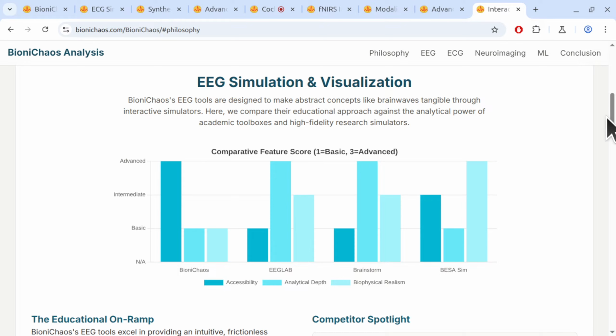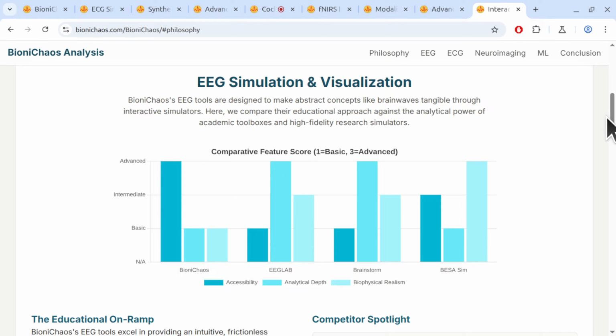Right. Precisely. And this is where Bionic Chaos really shines as an educational on-ramp. It's incredibly intuitive, frictionless. We scored its accessibility as Advanced 3. It's like a sandbox for brain activity concepts. You can play around, build intuition visually without any technical headache.